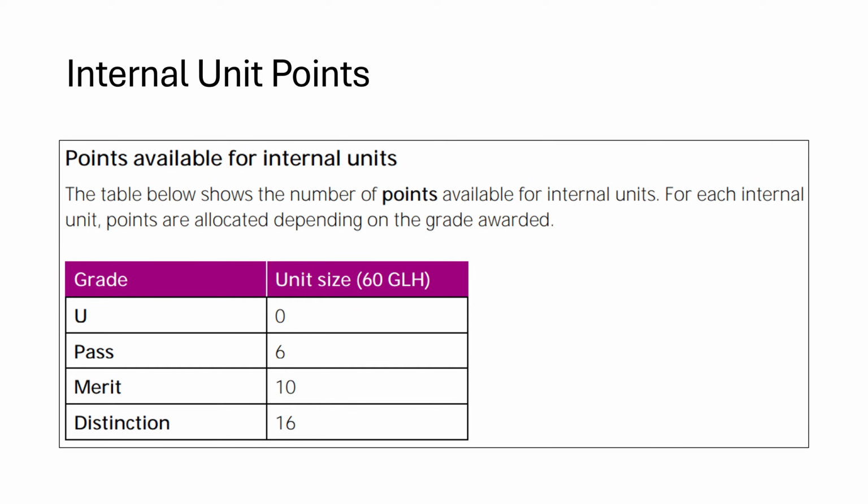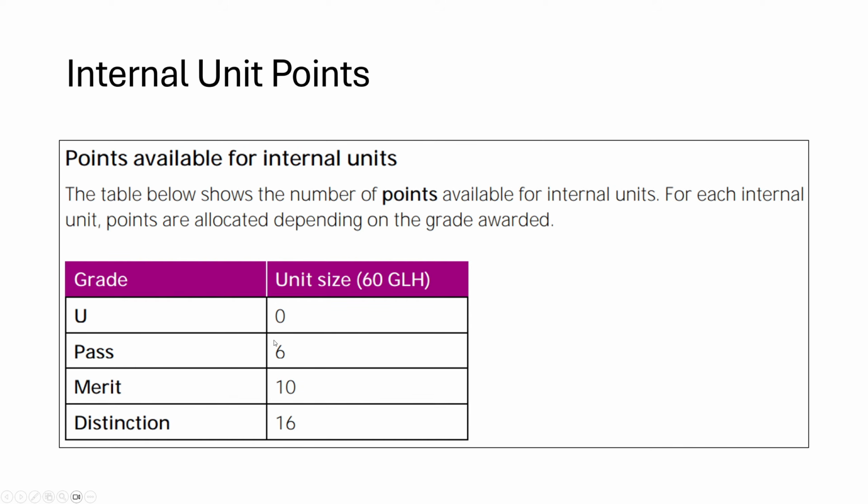So here is something I copied from the spec as well. This is internal unit points. The table shows the number of points available for internal units. For each internal unit, points are allocated depending on the grade awarded. So let's say, for argument's sake, you did one of the coursework units and you got a pass, then you'd get 6 points. If you got a merit, you'd get 10. If you got a distinction, you get 16. Obviously, if you got a U, which is a fail, you'll get 0.